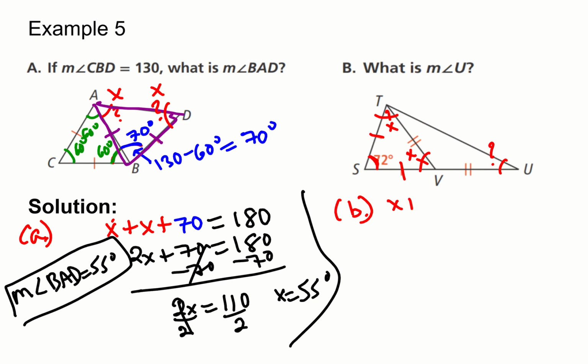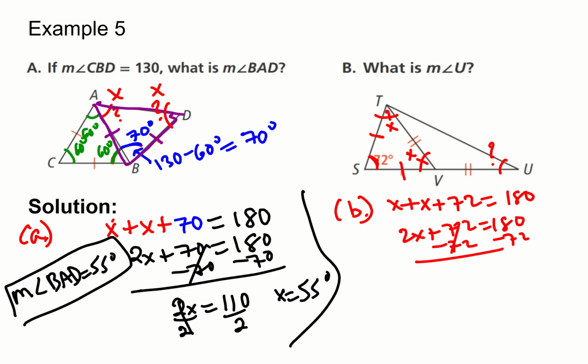Okay, so we have x plus x plus 72, because that's a triangle, has to add up to 180. So we have 2x plus 72 equals 180. We'll go ahead and subtract 72 on both sides. This will give us 108, and we'll cut that in half. We get x equals 54 degrees. All right, so we know now that these are 54 degrees. So this is 54 degrees, and that's 54 degrees.